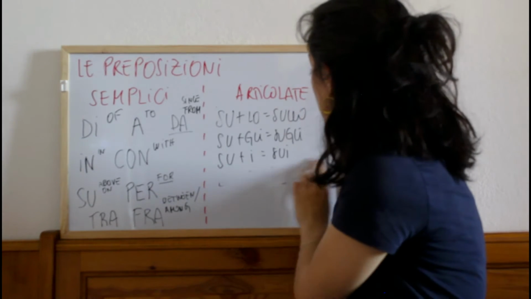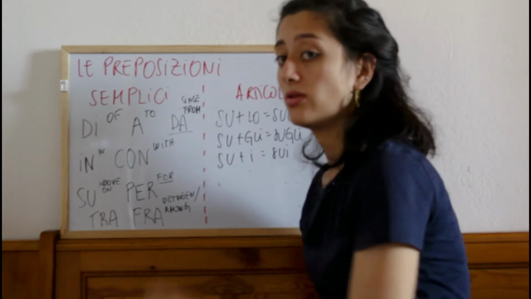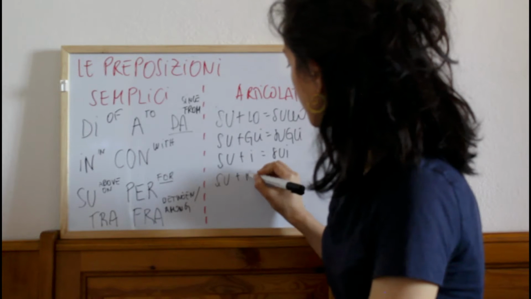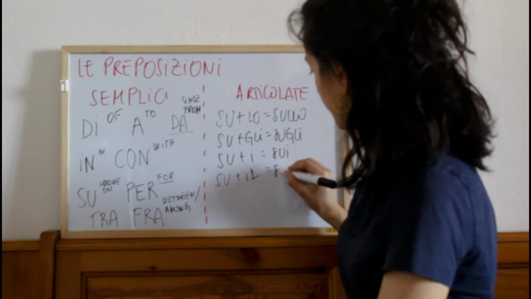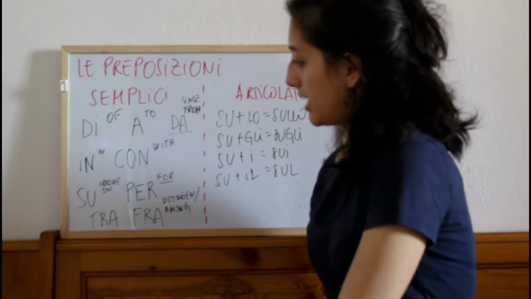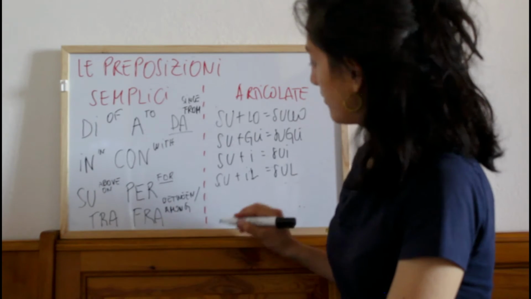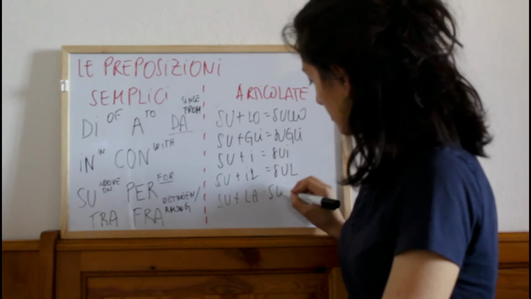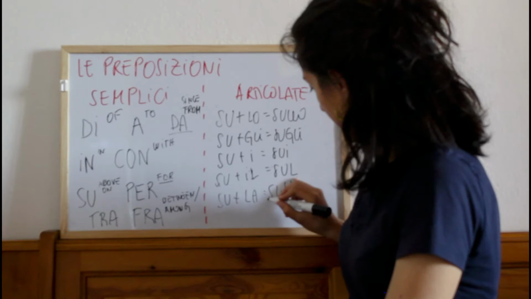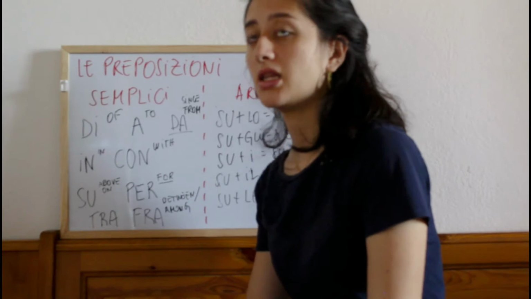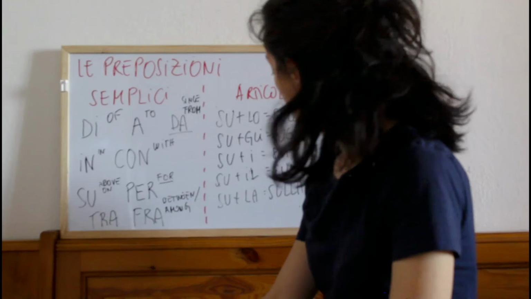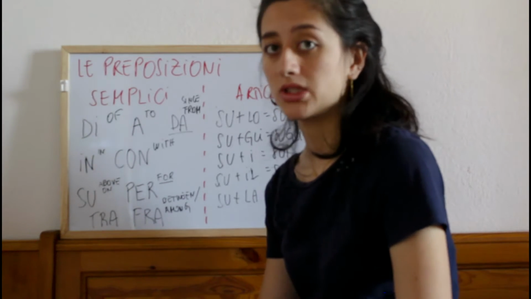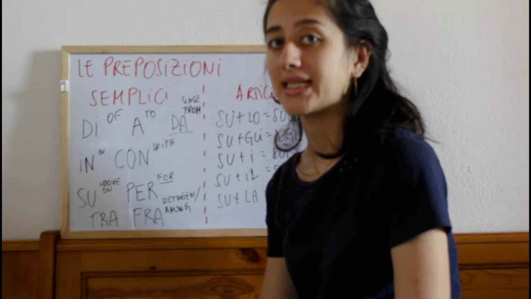And then if you want to say guarda sul tavolo, because it is one, look above the table, one table, is su plus il, sul. Then we have the female. Su plus la is sulla. So, I put my bag on the car. Ho messo la mia borsa sulla macchina.